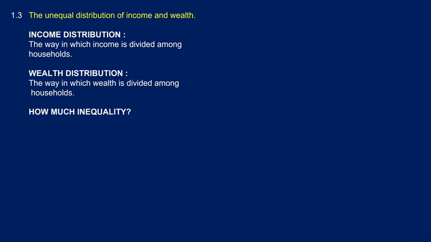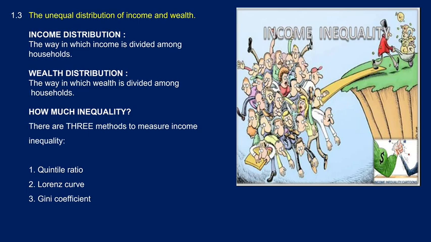Right, the unequal distribution of income and wealth. Income distribution refers to the way in which income is divided amongst households, whereas wealth distribution, this is the way in which wealth is divided among households. So how much inequality do we actually have? There are three methods to measure income inequality. The three methods are the quintile ratio, the Lorenz curve, and the Gini coefficient.